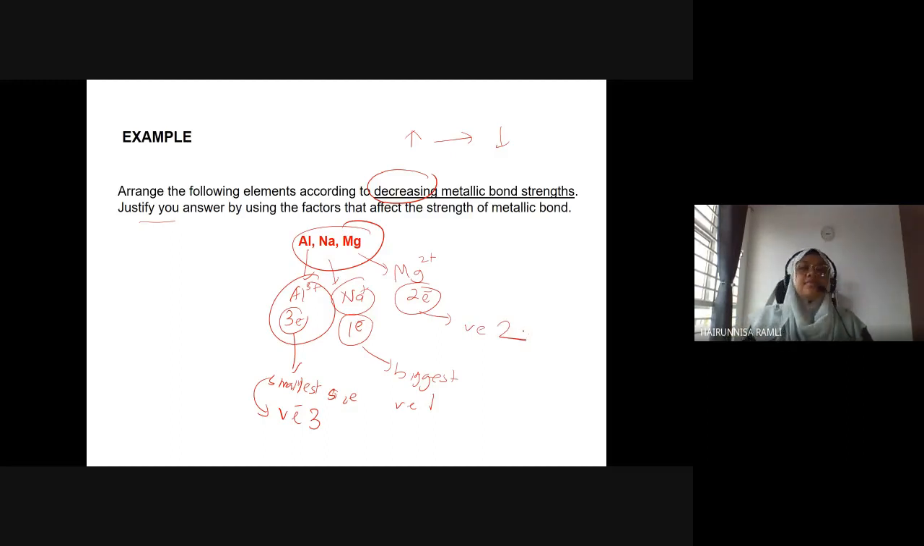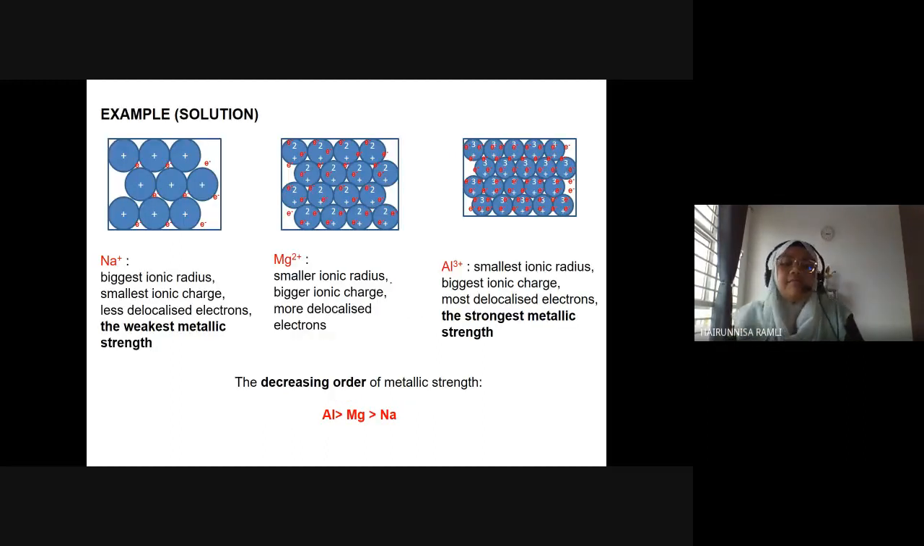Okay, so how to justify? You can do it like I said earlier. I mentioned Na+, so it has the biggest ionic radius, so its size is big. Its ionic charge is also the smallest because it only has positive 1, only 1 electron for each atom. So that's why with fewer electrons, there are fewer delocalized electrons. The more electrons, the easier the movement of electrons, and the more attraction between electrons and the positive charge.